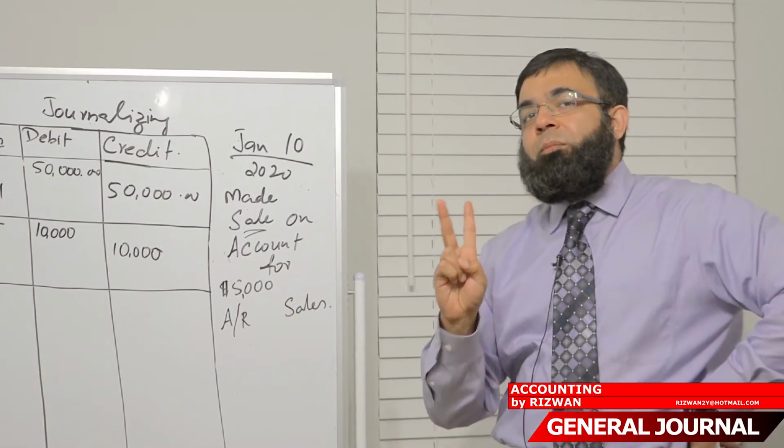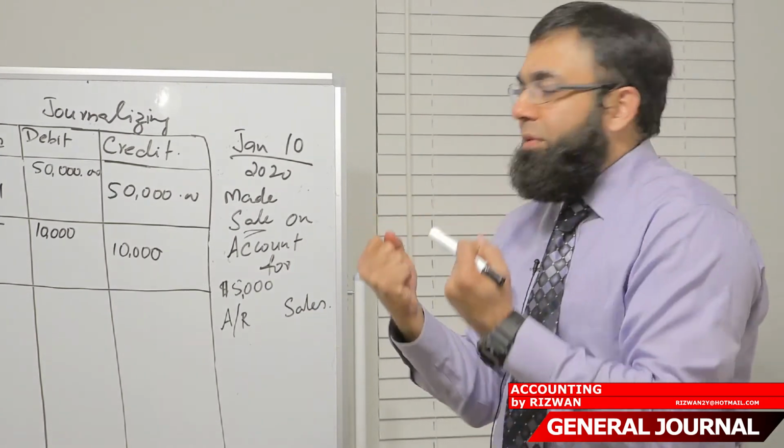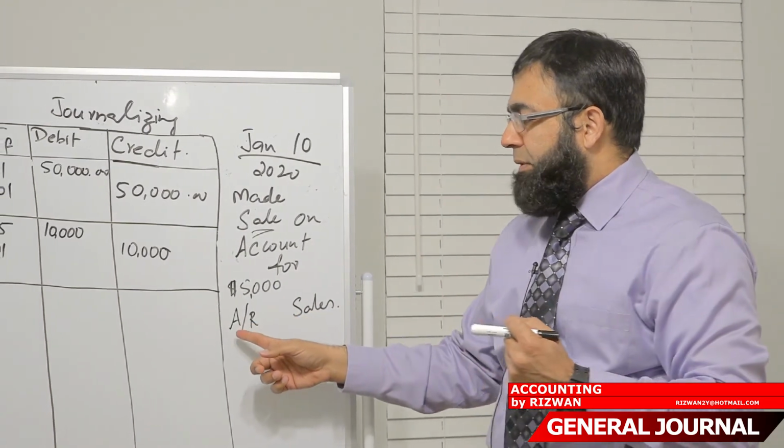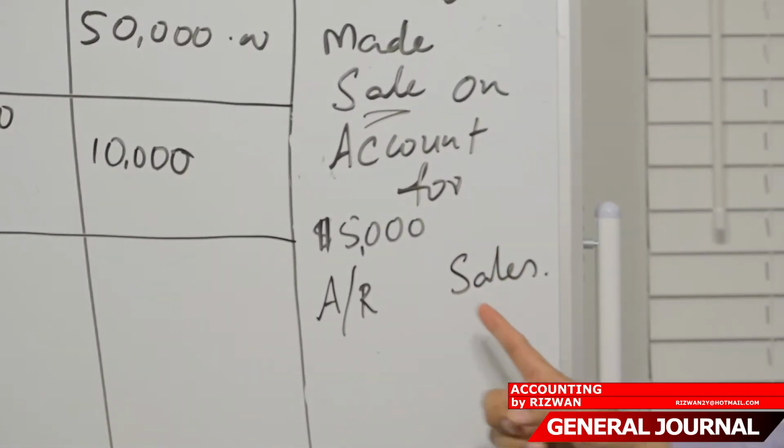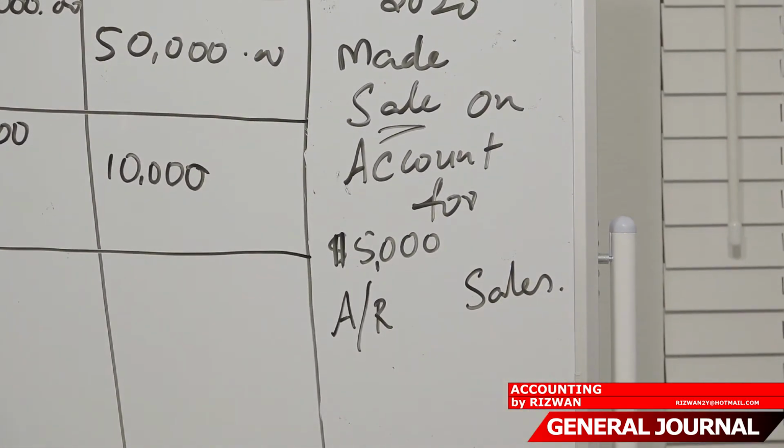So which two accounts will be affected? Again, I'm telling you, this time you have to receive money, but not right now. So accounts receivable and sales, basically these two accounts will be affected.